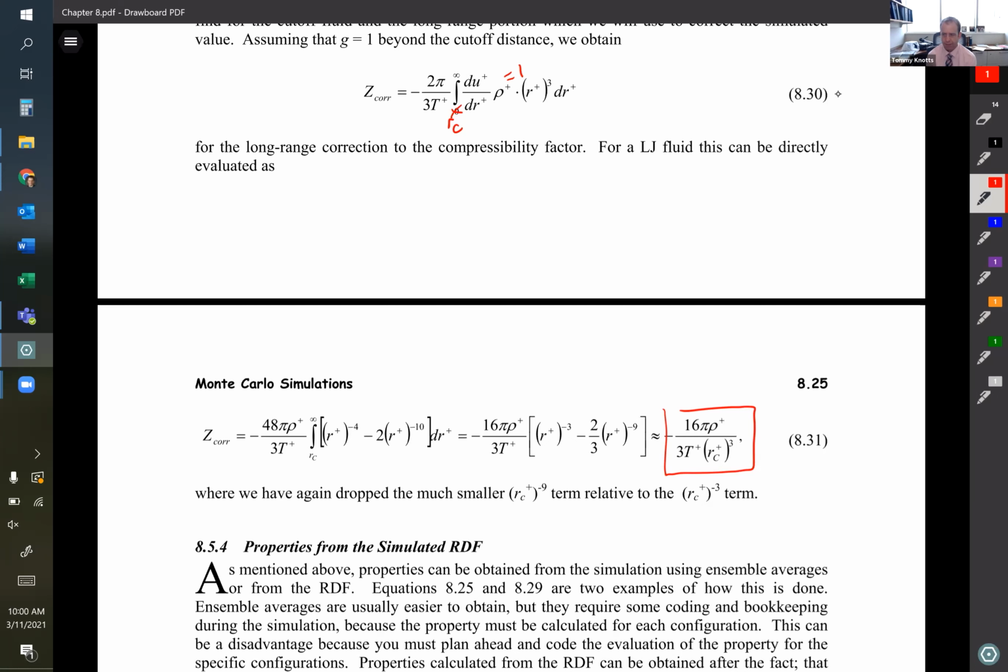Any questions so far on those 2 concepts? Okay.